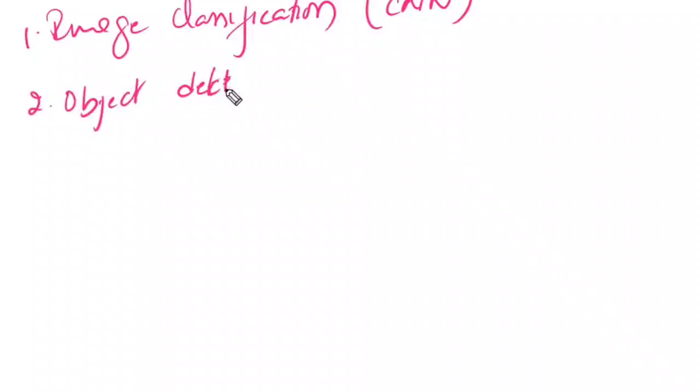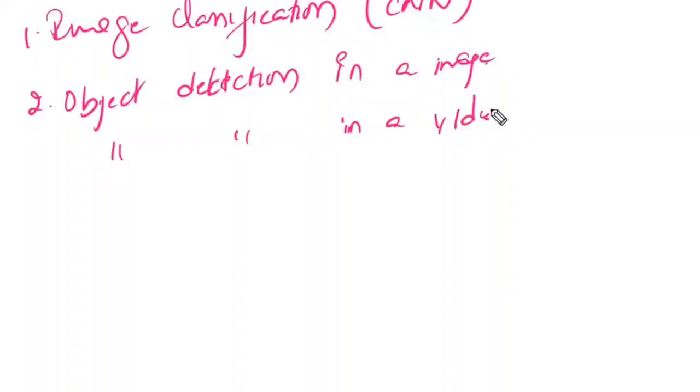Object detection in an image. Similarly, object detection in a video. These both we have worked on using computer vision, CV. So in the last class, we have done computer vision and the images, right?